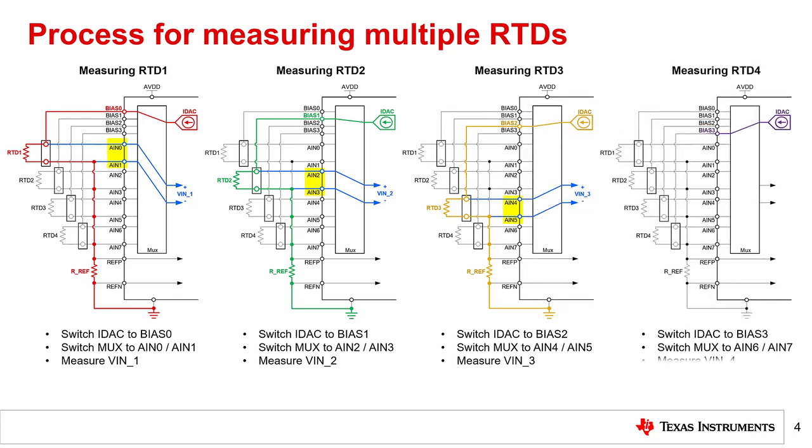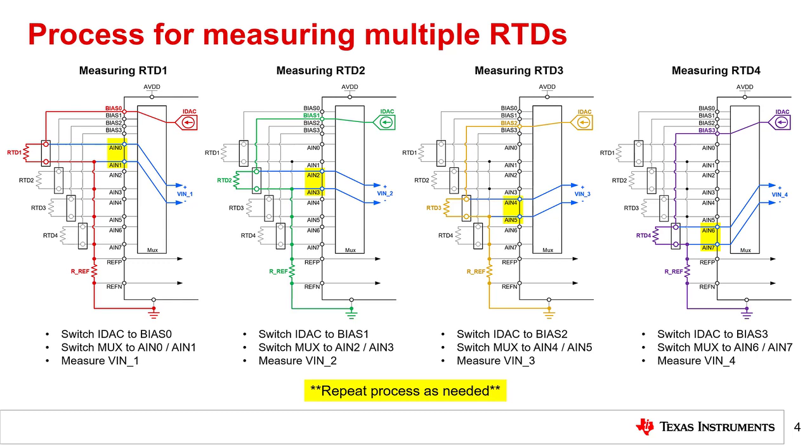Finally, RTD4 is biased by the IDAC current highlighted in purple, which then flows through RF and to ground. In terms of process steps, this requires the user to switch the ADC IDAC output to bias 3, then switch the analog multiplexer to measure between AN6 and AN7. The ADC then measures VN4, which is highlighted in blue. This process can be repeated as many times as needed to continue taking multiplexed measurements.